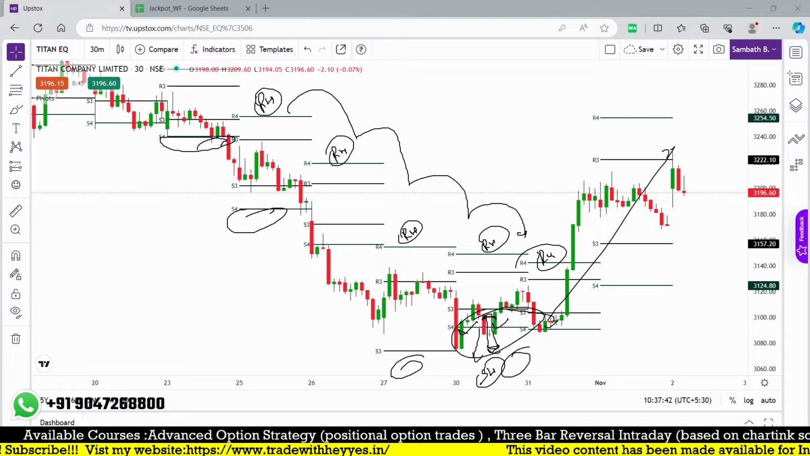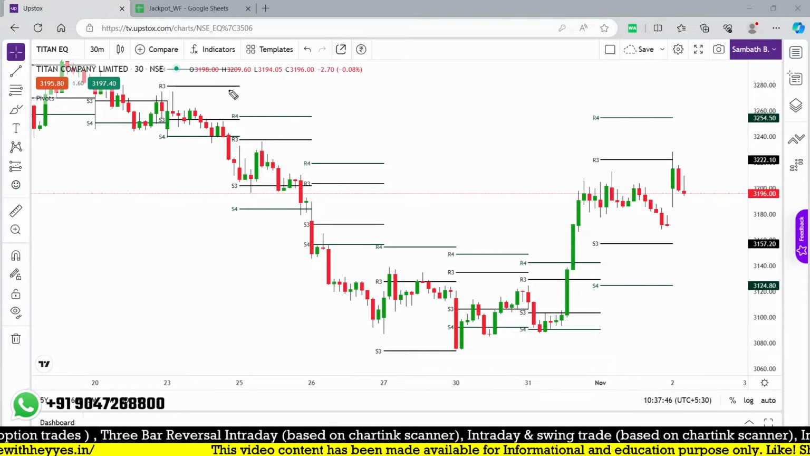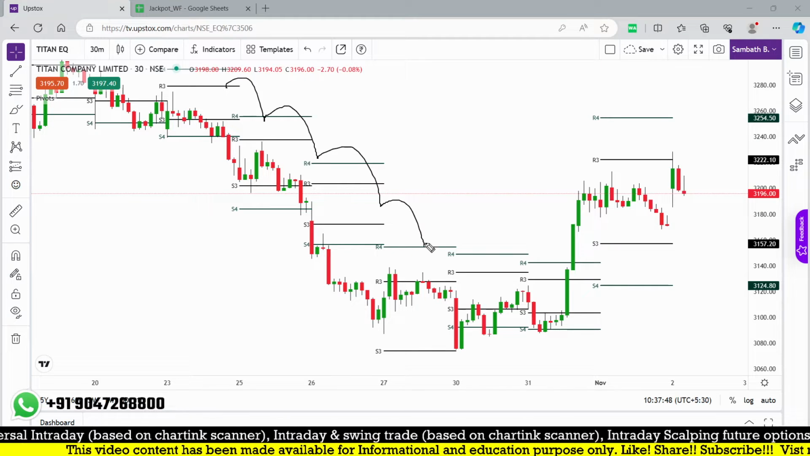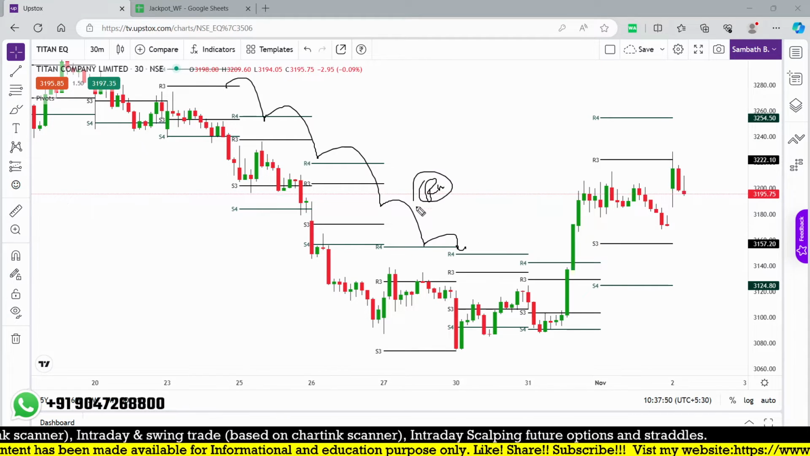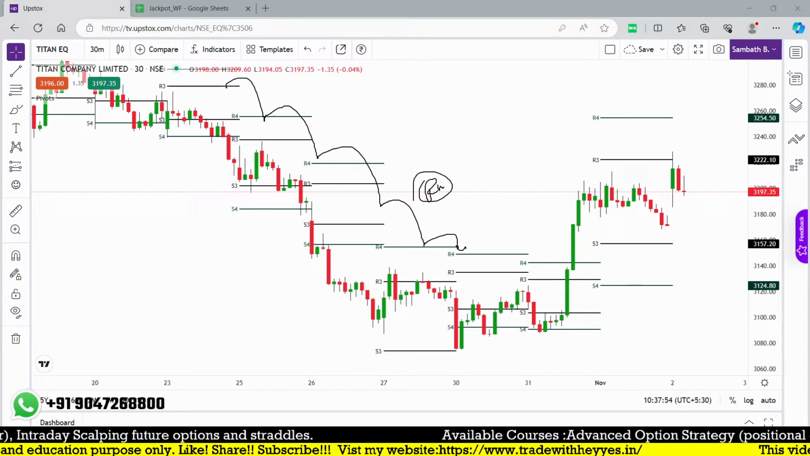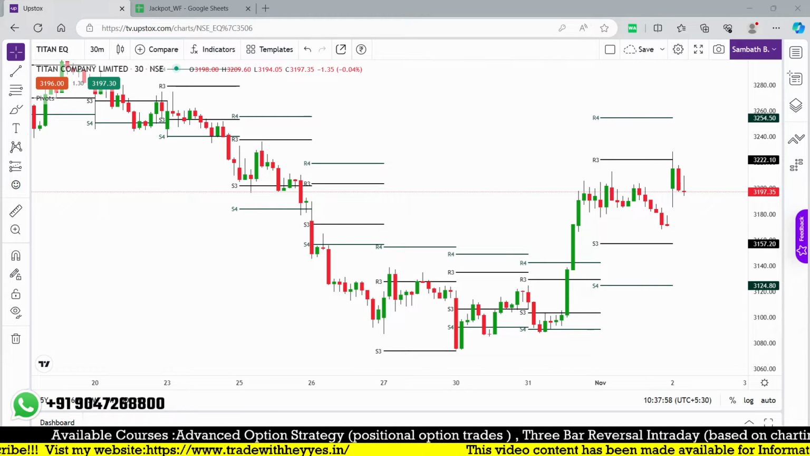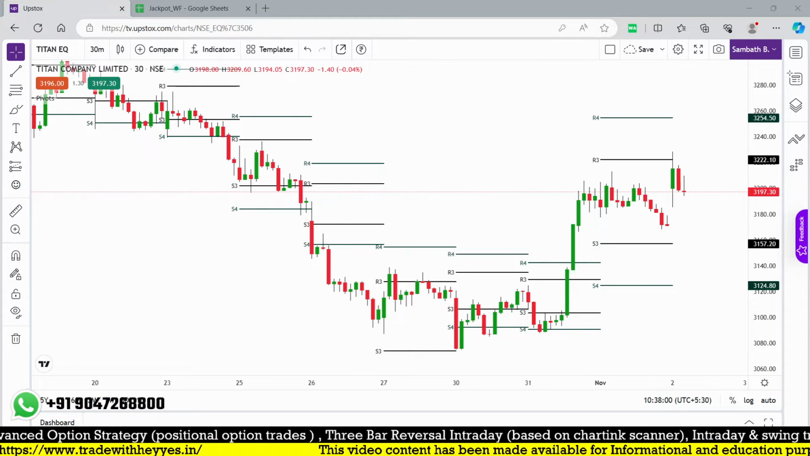So what are the important points you are looking at? Keep on looking for lower-level R4. The first condition is to find the lower-level R4. So let me first create a charting scanner, and then we can use support 4 to find the trade opportunities.